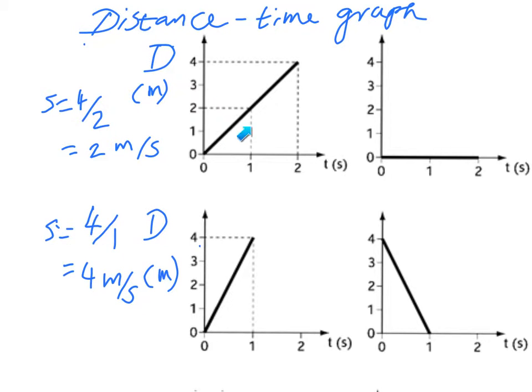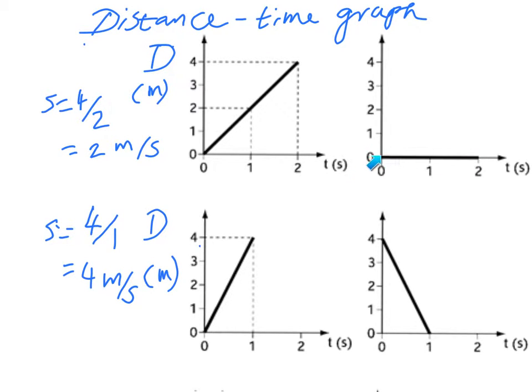You can easily see that this gradient is smaller and that is much steeper. Steeper the gradient, the faster the object is moving, and that's true for distance time graph. Do not confuse this with the speed time graph. In a distance time graph, gradient gives you the speed. The steeper the gradient, the faster the object is moving.